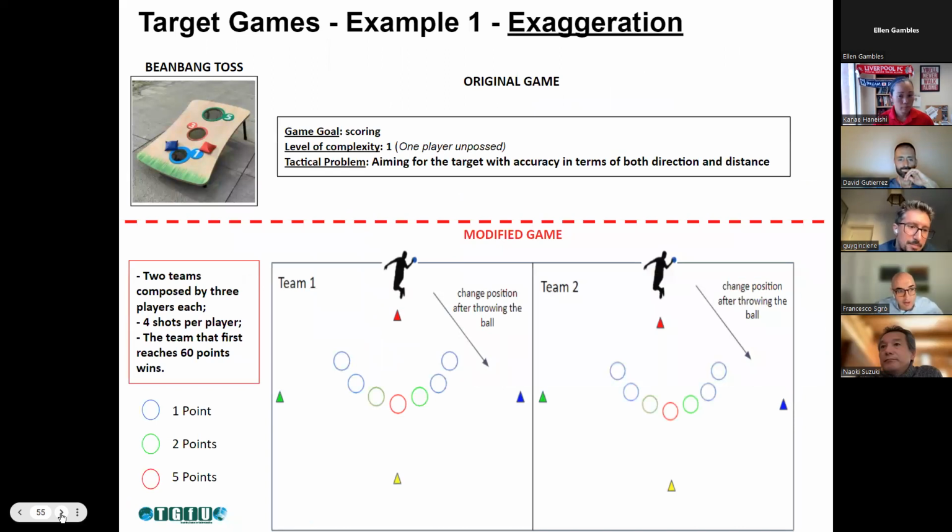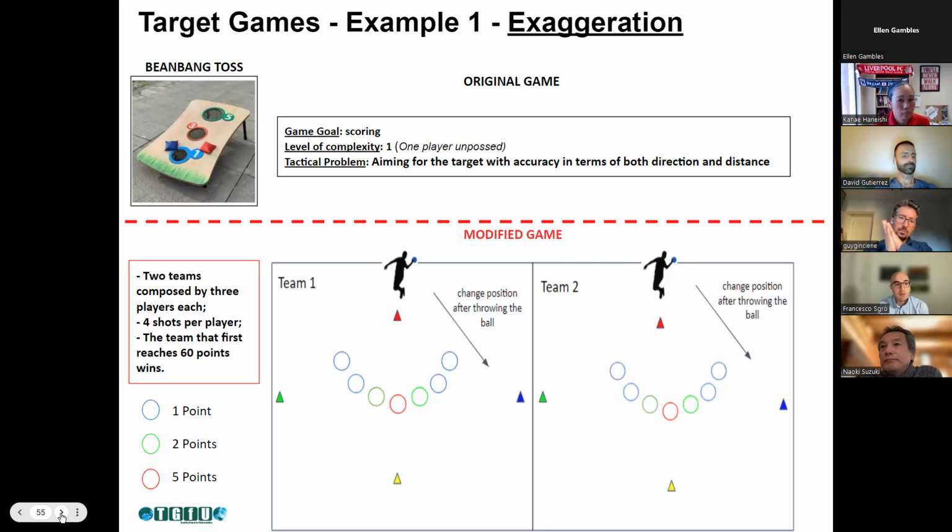Thank you, Gui. Now I will introduce to you two different examples of modification for target games. The first is based on exaggeration principles. We apply this principle to a target game with the aim to improve decision-making, strategy, and throw skills.